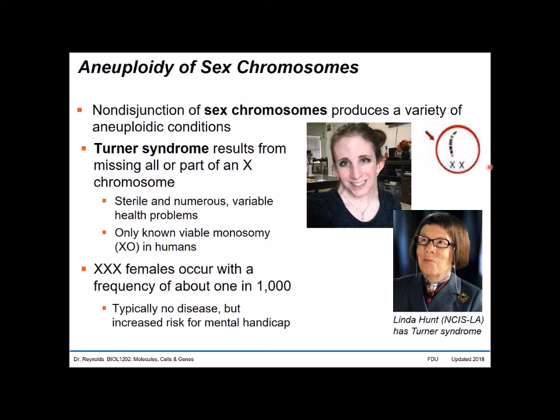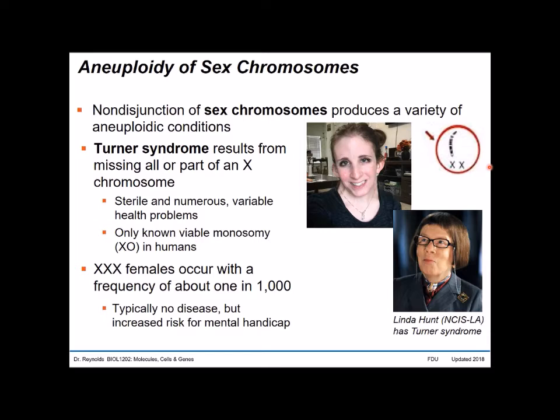And these individuals are sterile, which means that they can't have offspring, and they do have numerous and variable health problems, often related to the severity of how much of their X chromosome is missing. They also tend to be much shorter in stature, which anyone who has seen Linda Hunt acting in NCIS Los Angeles knows she's quite a short, however feisty woman.